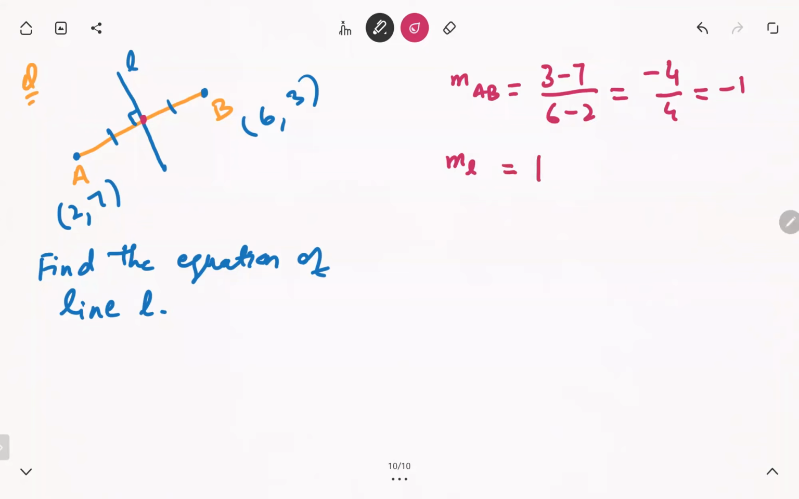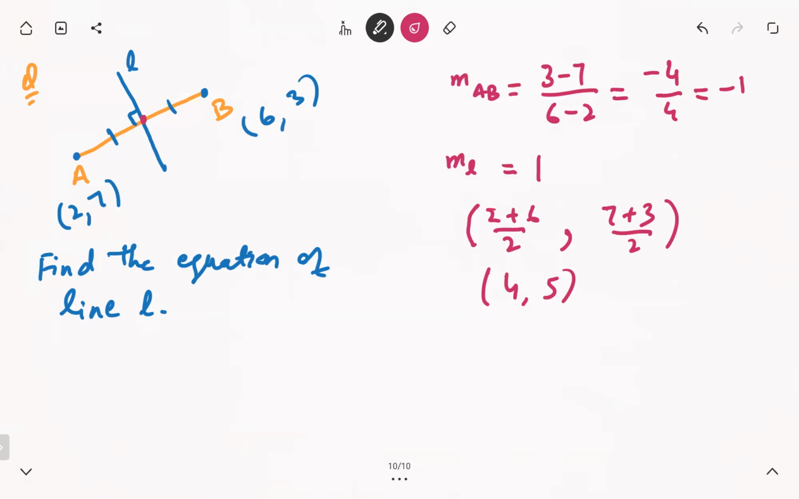Now we need to find that particular point, which is the point of intersection of these two, and that can be the midpoint. So apply midpoint: 2 plus 6 over 2, the average of the x coordinates, and 7 plus 3 over 2, the average of the y coordinates. So 4 and 5. So this midpoint, the line L is also passing through that particular point. So it means you have one point on the line L.